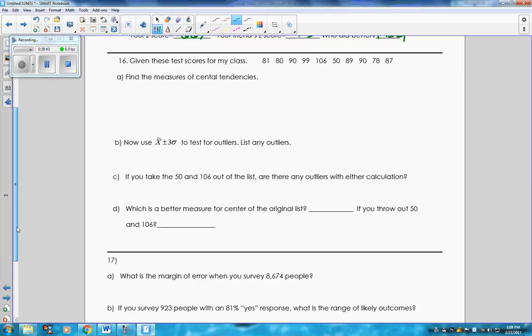Question 16. It says, given these test scores for the class, find the mean, median, and mode.